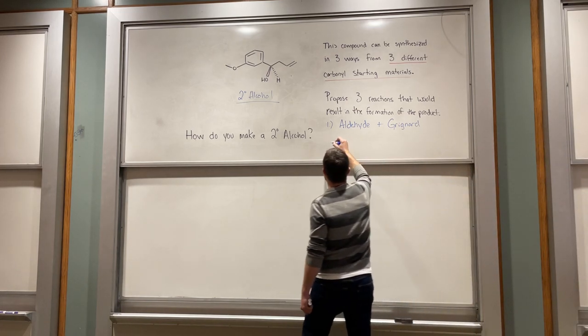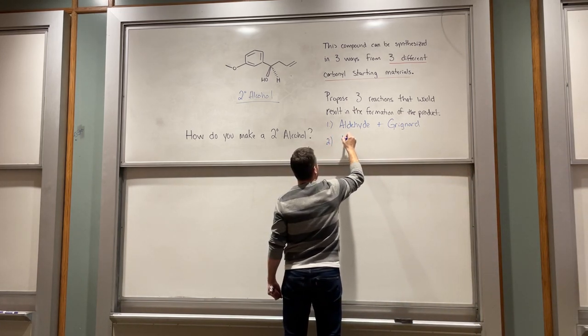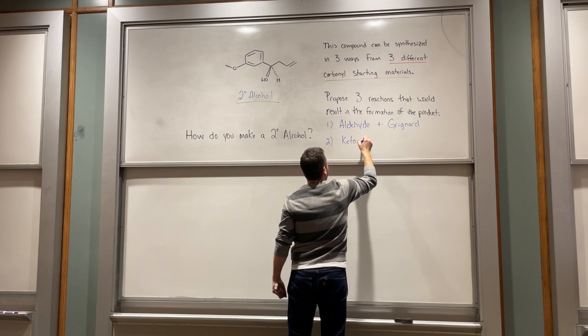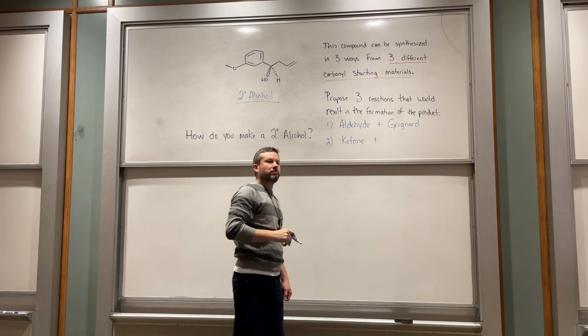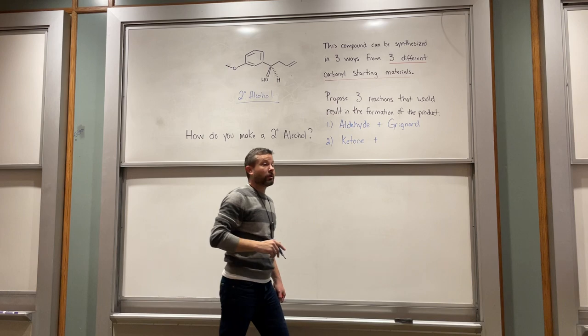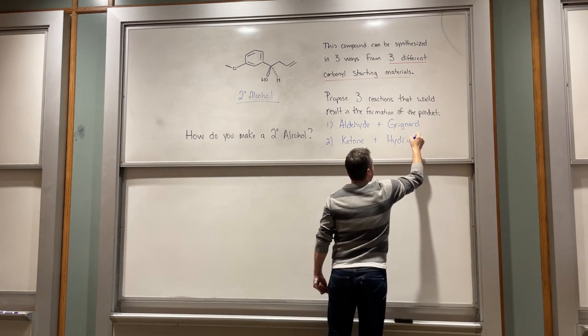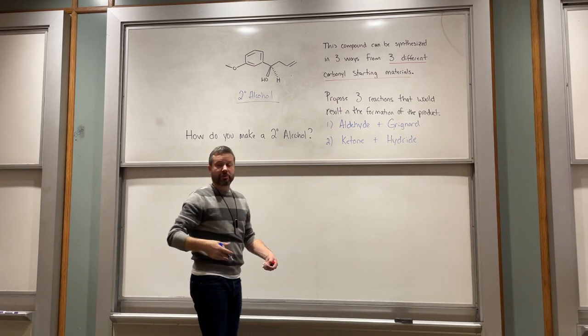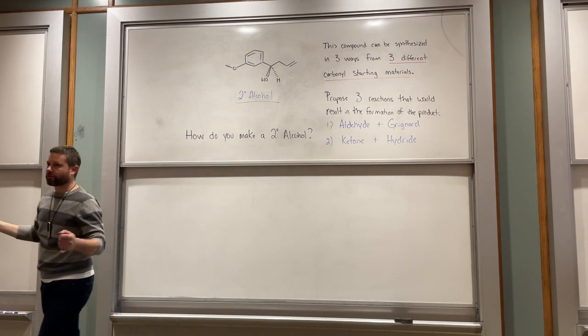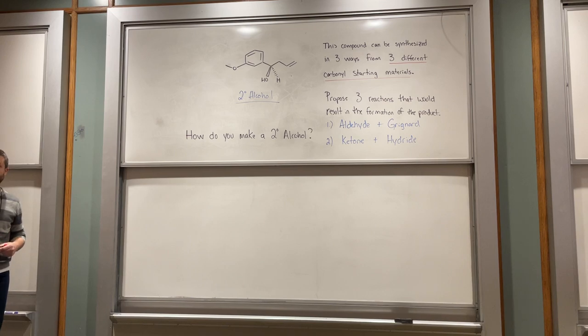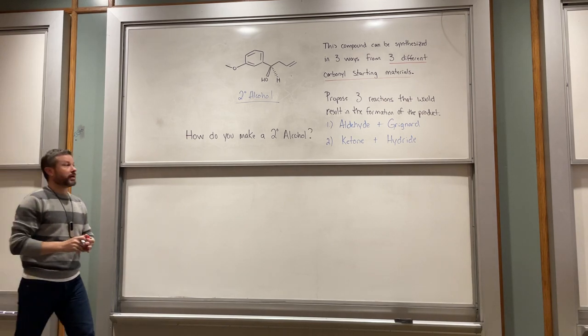Okay, so the other way is that we can take a ketone. And what are we adding? Good, right, plus a hydride nucleophile. That could be sodium borohydride, could be lithium aluminum hydride. There are other really cool hydride reagents we didn't go over, but they're all delivering an H minus.